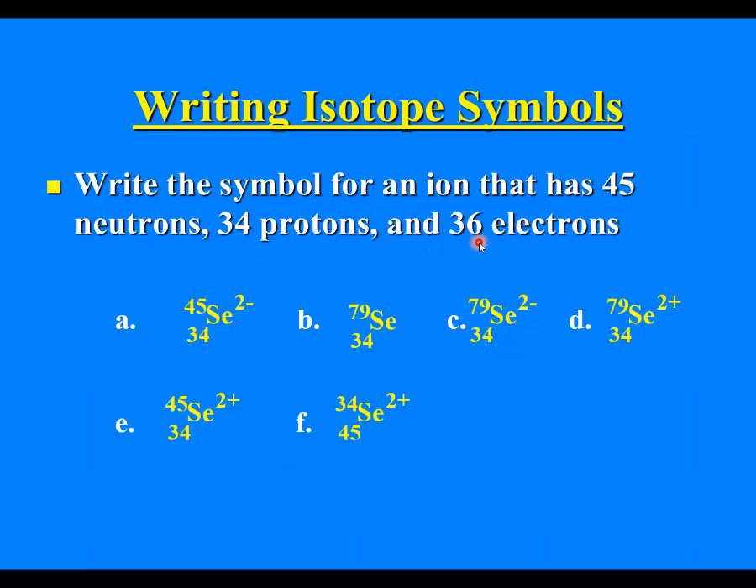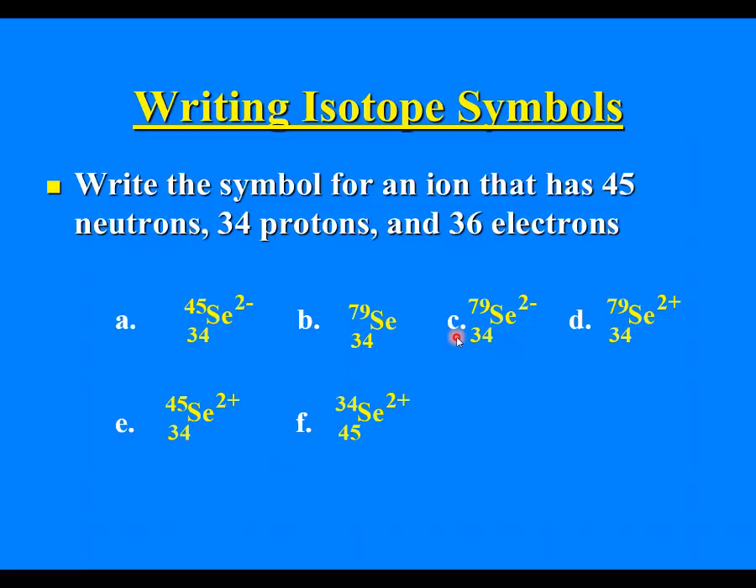Okay, now I have 36 electrons. Since I have 2 more electrons than the number of protons, I must have formed an anion, because the extra 2 negative charges from the extra 2 electrons would give me a 2- charge on my symbol in the upper right-hand superscript. So the only answers that fit the bill there would be A and C, where we formed selenide ions.